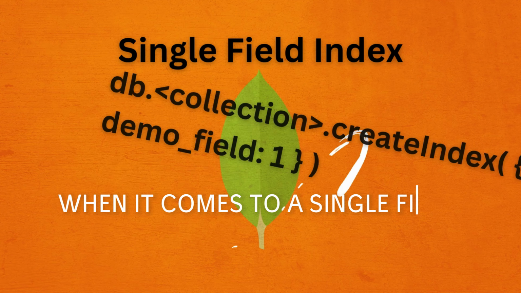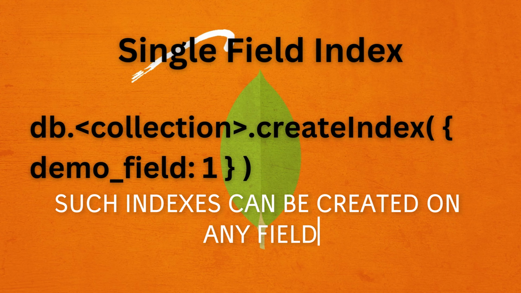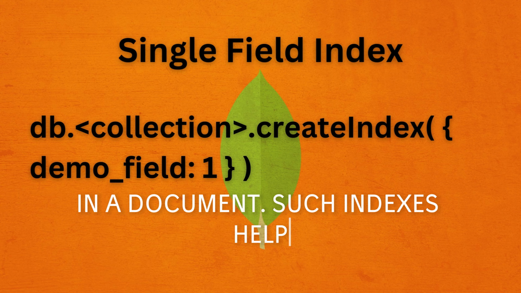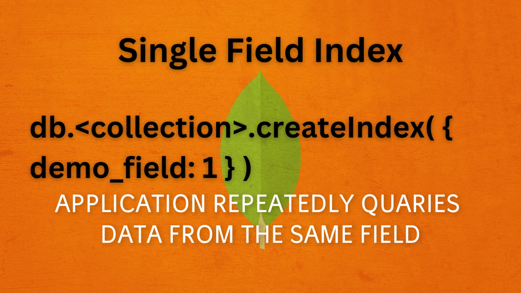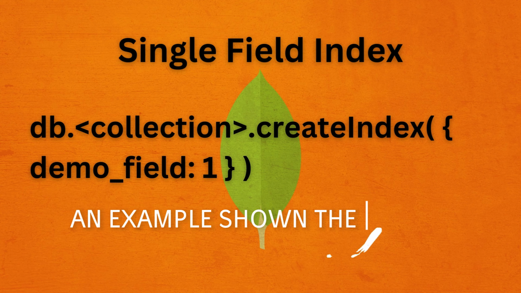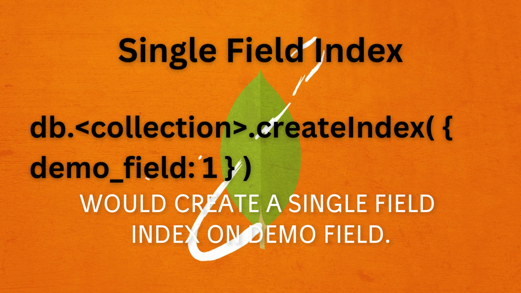When it comes to a single field index, such indexes can be created on any field in a document. Such indexes help if your application repeatedly queries data from the same field. An example shown on the screen would create a single field index on demo field.